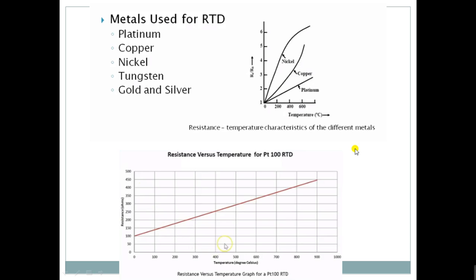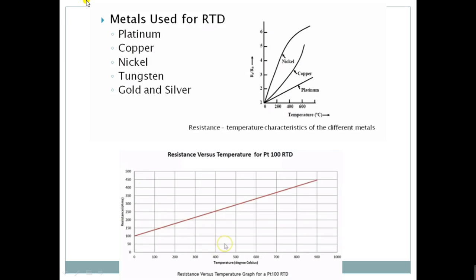So we can use different materials for this RTD device depending upon our requirement: platinum, copper, nickel, tungsten, gold and silver and so on. See this resistance temperature characteristic. Platinum has linear characteristics compared to nickel and copper. If you take nickel, it has a limited temperature range because the amount of change in resistance per degree change in temperature becomes non-linear at temperatures above about 300 degrees Celsius, or 572 degrees Fahrenheit.